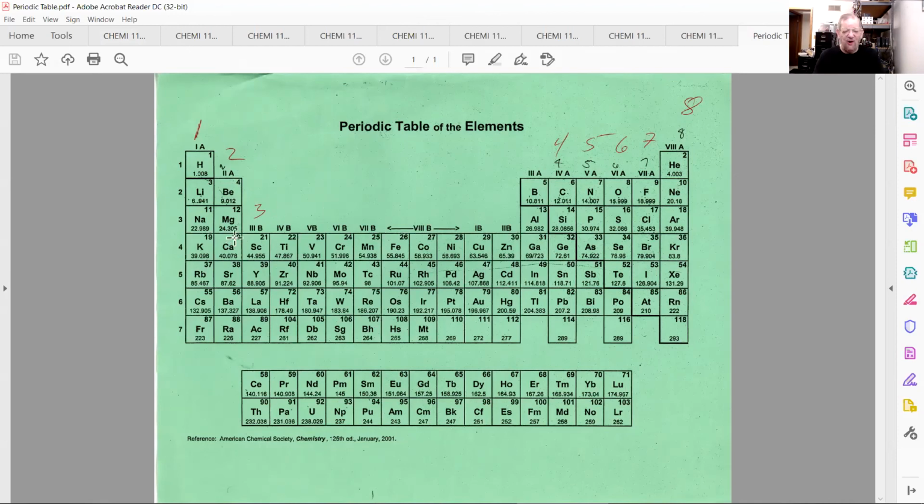Now let's do one more. Let's make it a real expensive one. How many electrons and protons does gold have? Time's up. Chemical symbol gold, Au. It's 79.